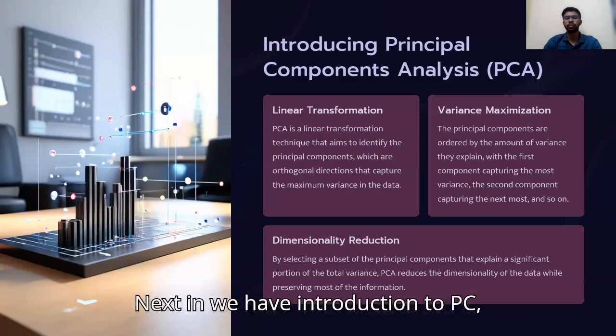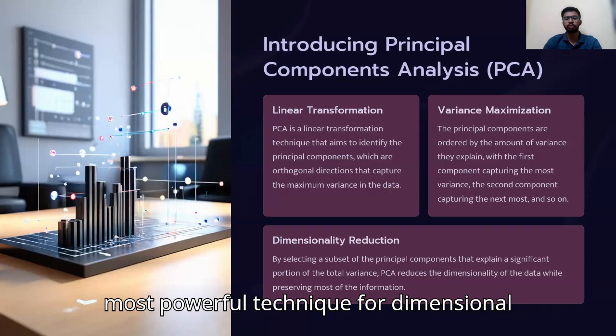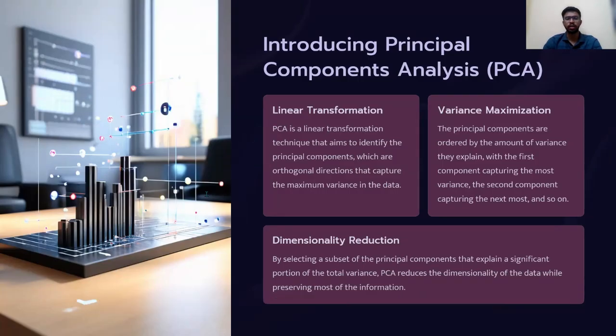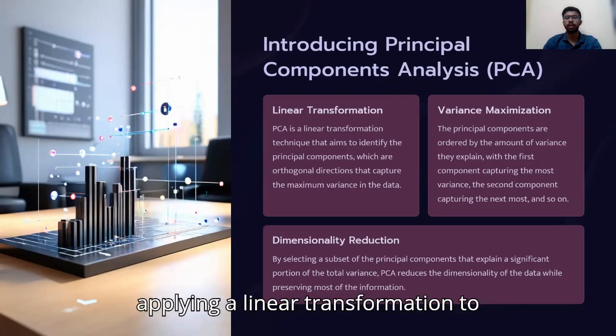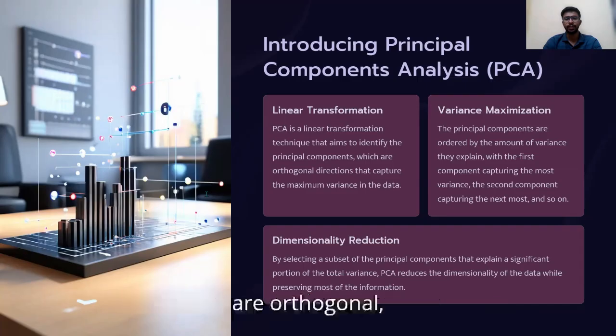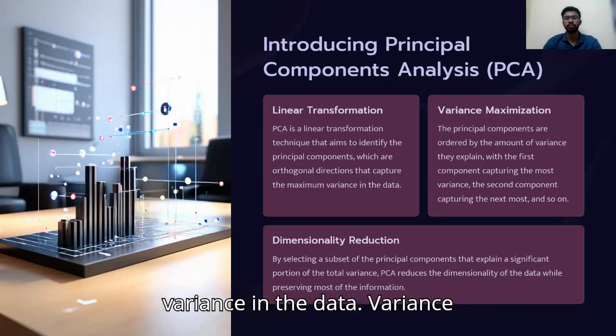Next, we have an introduction to principal component analysis. One of the most powerful techniques for dimensional reduction is principal component analysis, PCA. Linear transformation. PCA works by applying a linear transformation to identify the principal components, which are orthogonal directions that capture the maximum variance in the data.